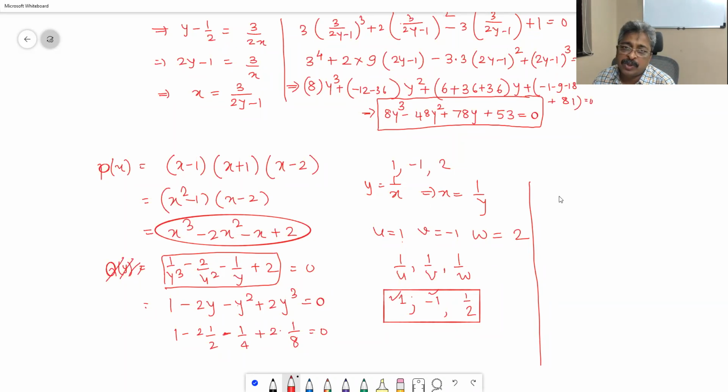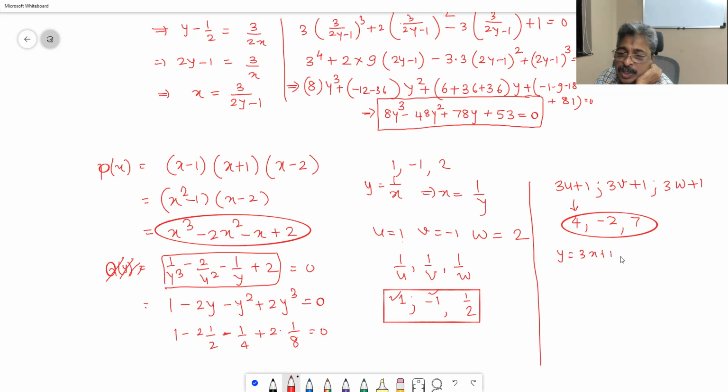Okay, now let us cross check. Find the polynomial whose roots are say 3u plus 1, 3v plus 1, 3w plus 1. So if the roots are 3u plus 1, 3v plus 1 and 3w plus 1, then what will be our roots? 3 plus 1, that is 4, minus 3 plus 1 is minus 2. These will be our roots. So what will be the polynomial? Our theory says y is equal to 3x plus 1. Therefore, x is equal to y minus 1 upon 3.